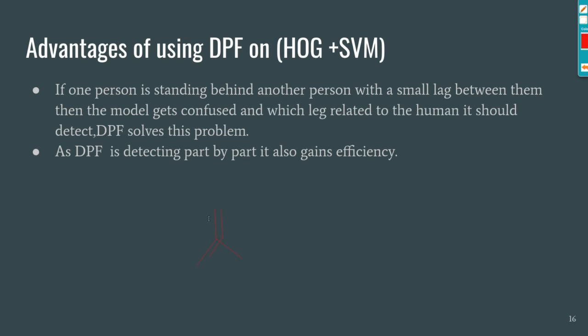I have a human here, and then I have each part, like this part, and this part. Because it's dividing and detecting part by part, it will gain efficiency. That's why we are using DPM.